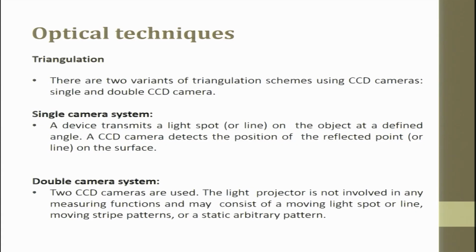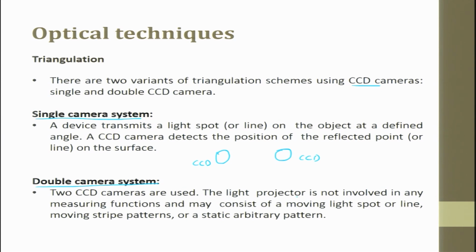There are two variants of triangulation schemes used in CCD camera: single and double CCD camera. A device transmits a light spot on the object at a defined angle. A CCD camera detects the position of the reflected point on the surface. So, that is a single camera system. What I have drawn is a single camera system. You can also use a double camera system. Two CCD cameras are used, one CCD camera, another CCD camera.